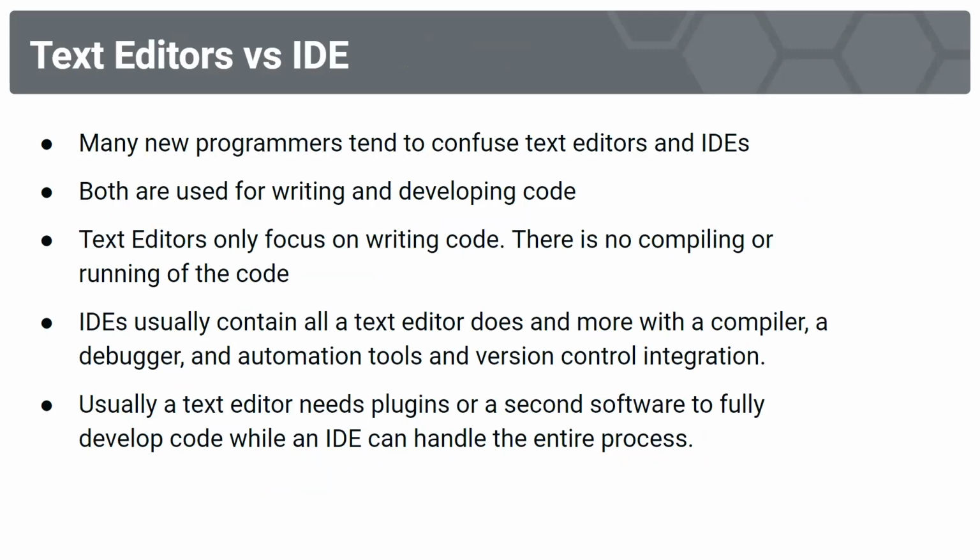So a common confusion that many new programmers face is the difference between a text editor and an IDE. Both are used for writing and developing code, and many developers use both, but text editors only focus on the writing of code. There's no compiling or running of the code, no fancy tools. But an IDE usually contains all a text editor does and more, with a compiler, debugger, automation tools, and version control integration using Git. Usually a text editor needs plugins or at least a second software to fully develop code, while an IDE can handle the entire process from start to finish.